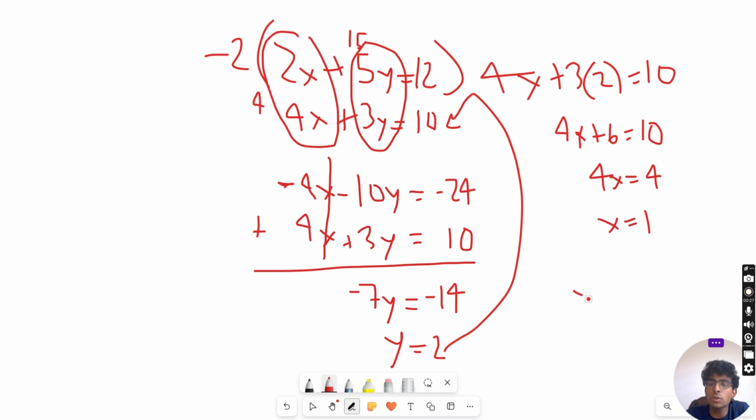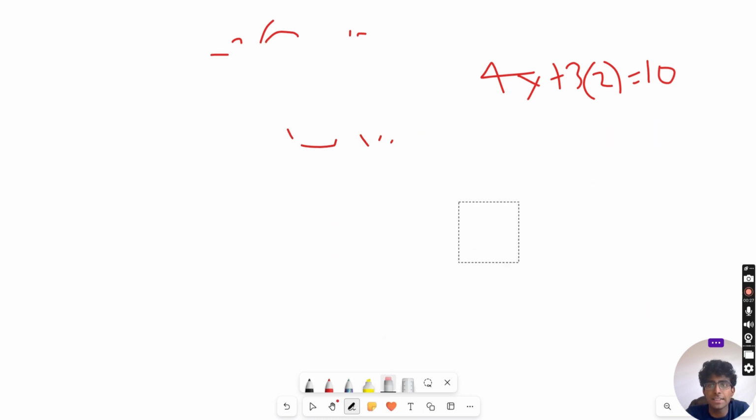So your answer here is x equals 1 and y equals 2. Or you can write it as an ordered pair, 1, 2. All right? So those are the different ways to solve systems of equations on the ACT.